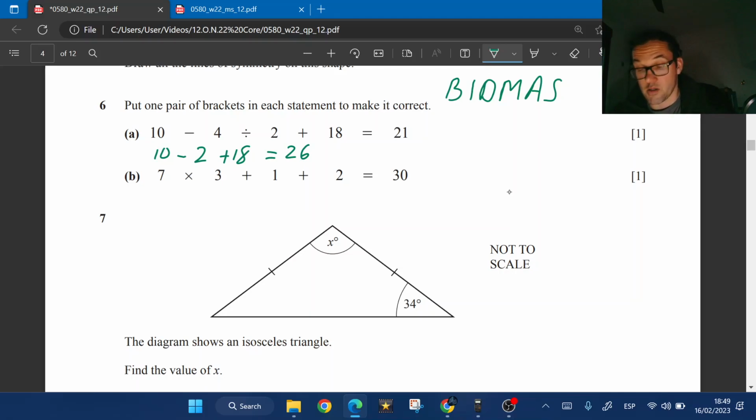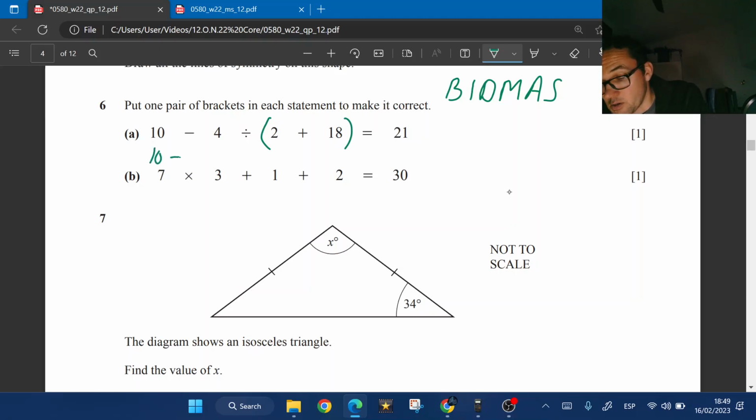But they want the answer 21. And for that, we need to add in some brackets. It will have no purpose adding brackets there because we're already doing division first. So that's useless. We can add brackets here. But then we have 10 minus 4 divided by, and we have to do 2 plus 18 first. So we end up with 10 minus 4 divided by 20.